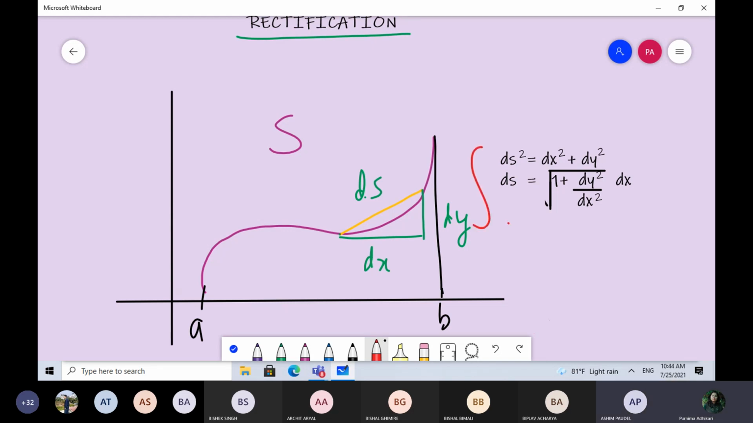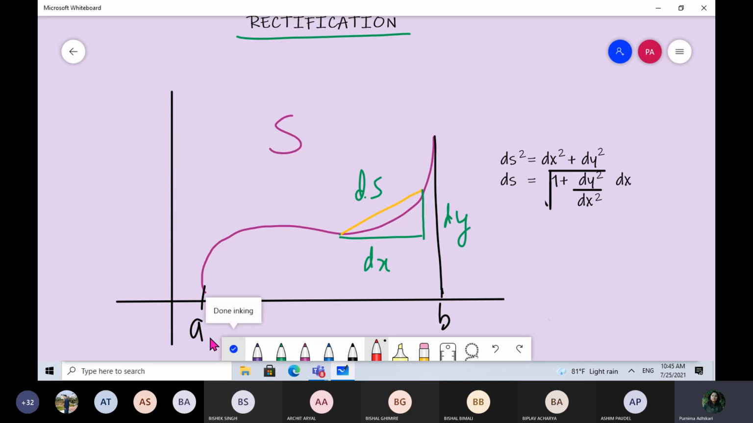Integration from a to b. Yes, exactly. Now you are going to integrate from a to b. That means you are going to add all the infinitely many lines in between a and b, and you will get the actual length of the curve.